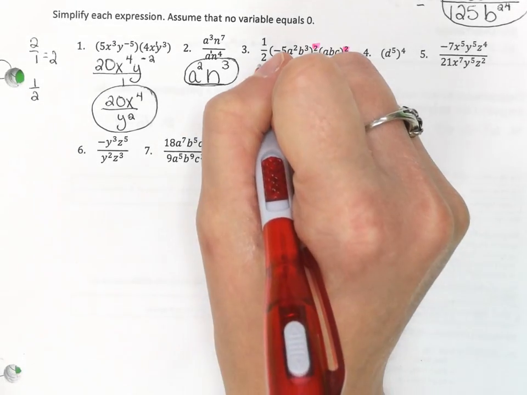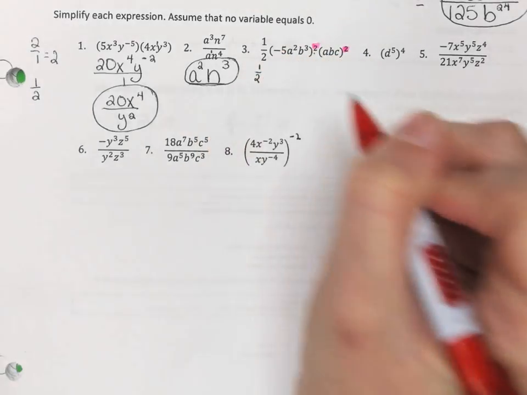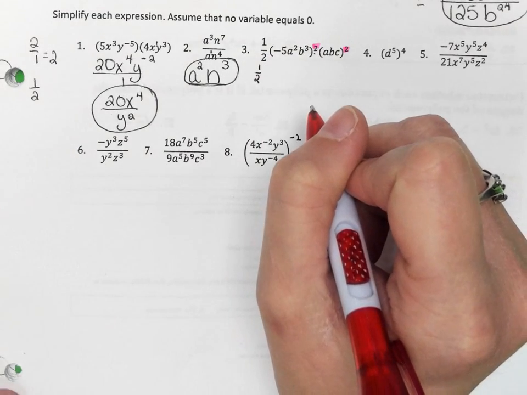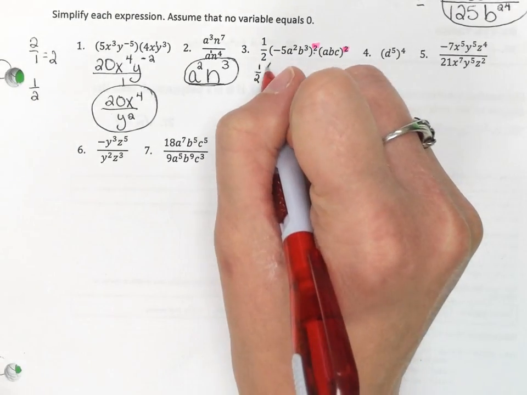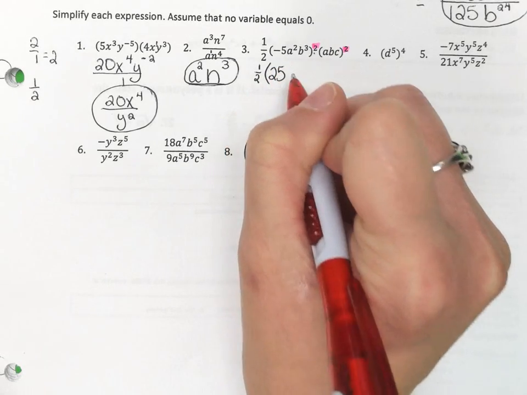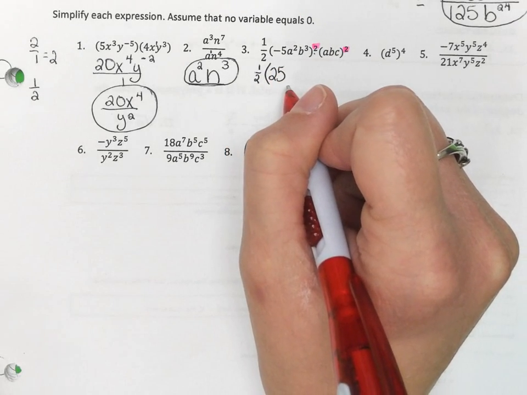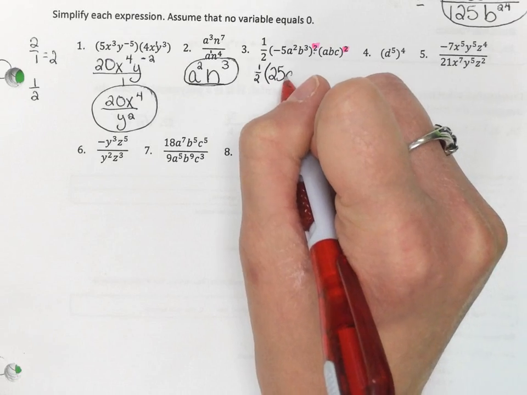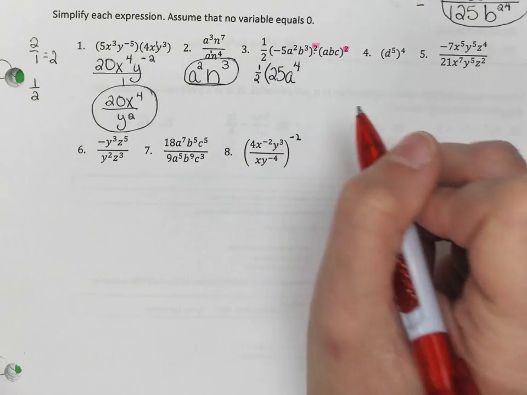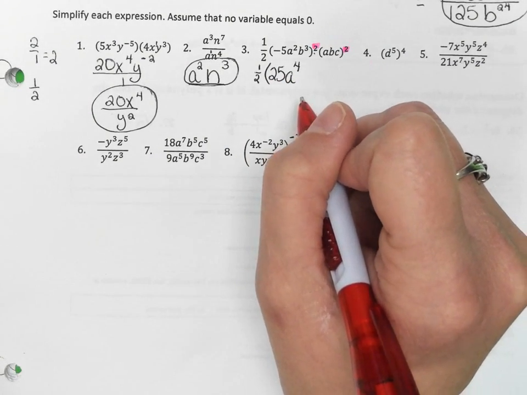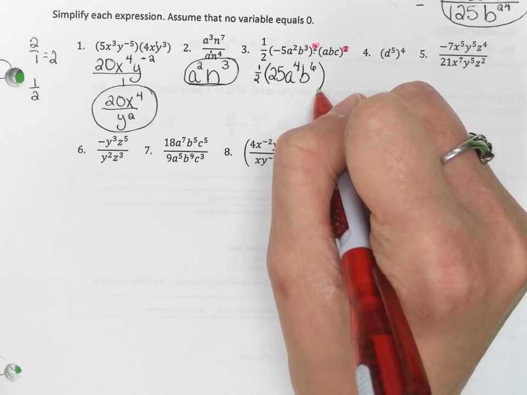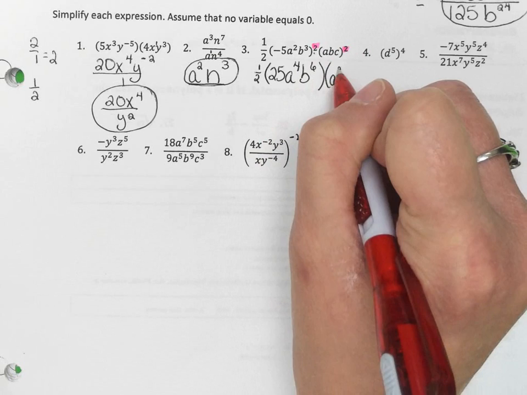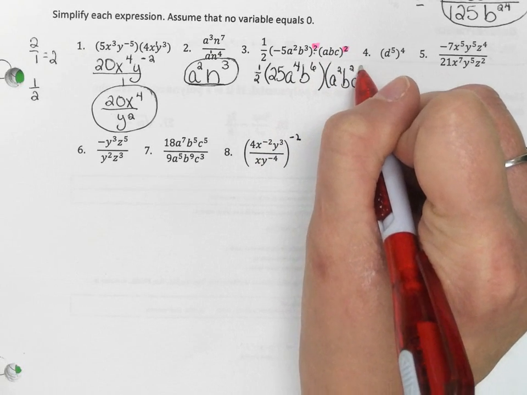All right, so bring down my 1/2. What's negative 5 squared? 25. And then A squared, A to the 4th. And then B cubed squared, B to the 6th. All right, and then it's just A squared, B squared, C squared.